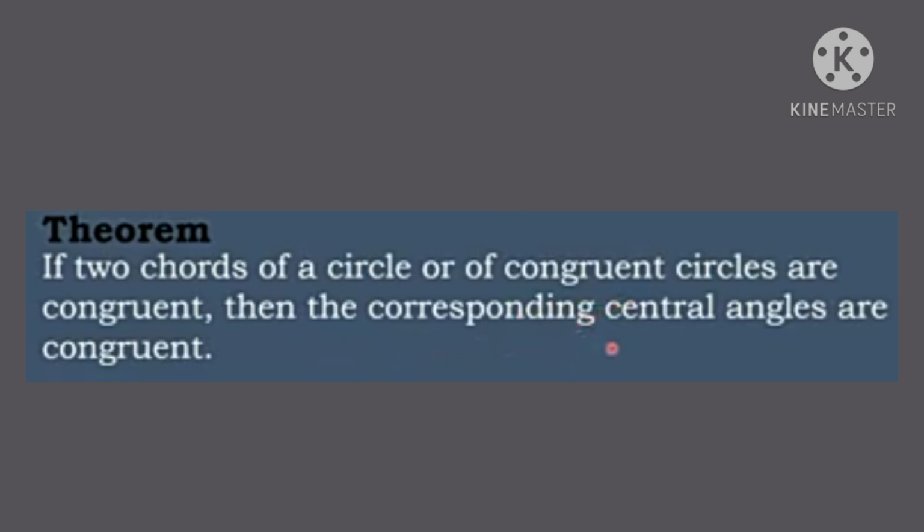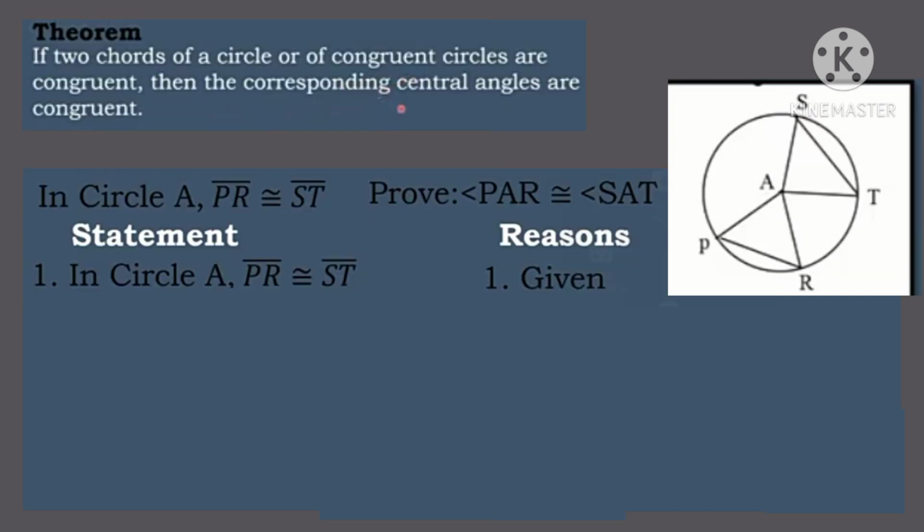If two chords of a circle or of congruent circles are congruent, then the corresponding central angles are congruent. In circle A, segment PR is congruent to segment ST. Let's prove that angle PAR is congruent to angle SAT. So the first statement is, in circle A, segment PR is congruent to segment ST. The reason is it's given.